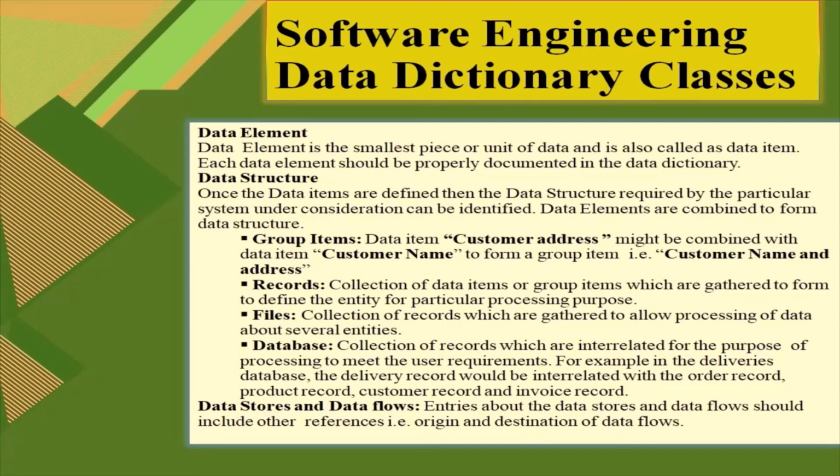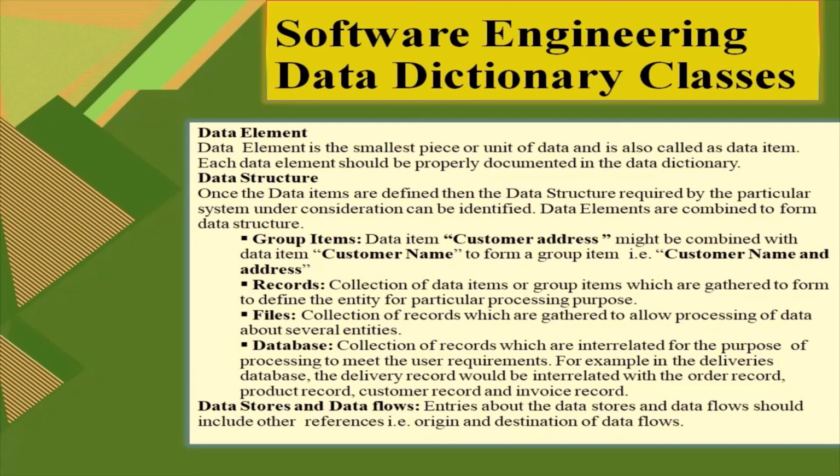Data structure includes group items. For example, data item customer address might be combined with the data item customer name to form a group item, customer name and address. Records. Collection of data items or group items which are gathered to form or to define the entity for a particular processing purpose. Files. Collection of records which are gathered to allow processing of data about several entities.